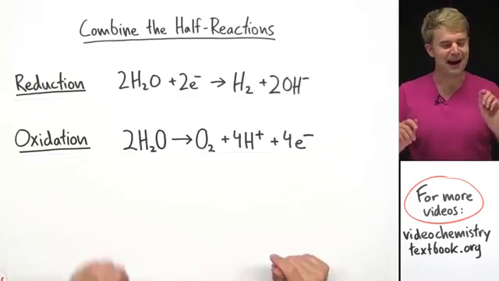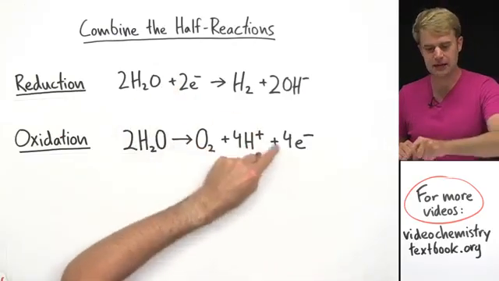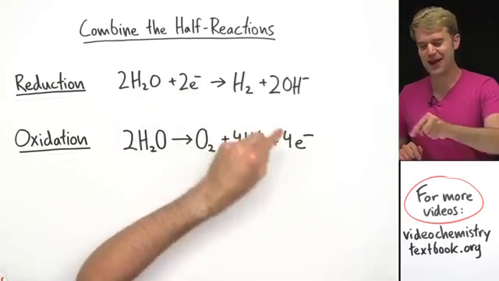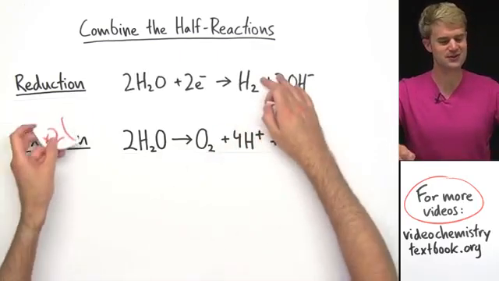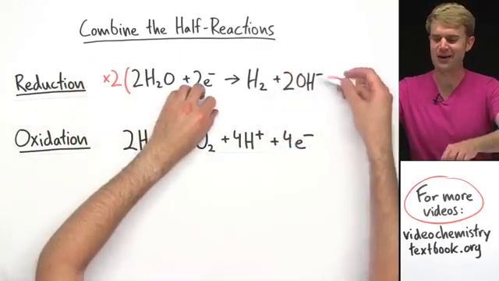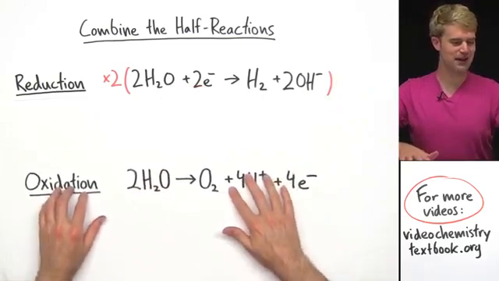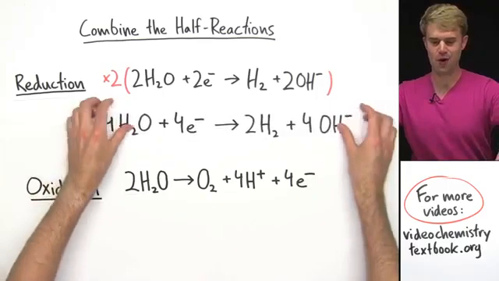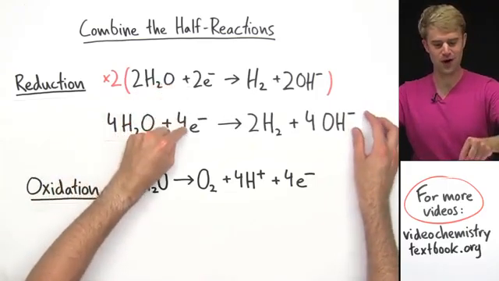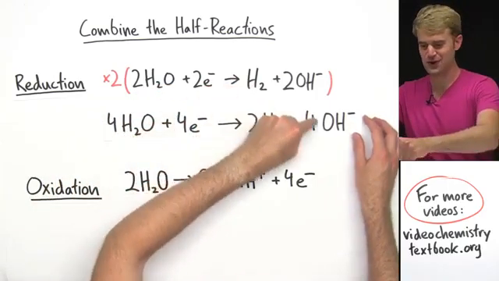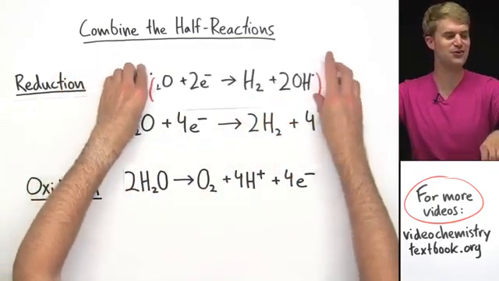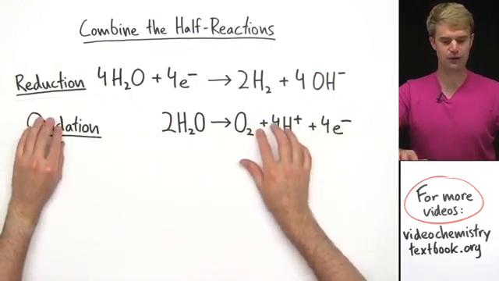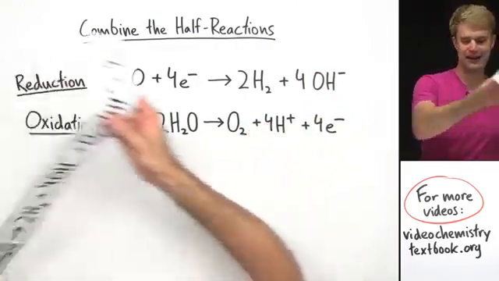Okay, so for combining these half reactions, we want them to have the same number of electrons. The reduction half reaction only has 2 electrons, and we have 4 here. So the way we're going to solve this is we're going to take this whole equation and multiply it by 2. Distributing this 2 across the equation, we are going to end up with 4 H2O, 4 electrons, 2 H2, and 4 OH minus. So that is our new reduction half reaction. Now we can take these 2 half reactions and add them together. We're going to get this.